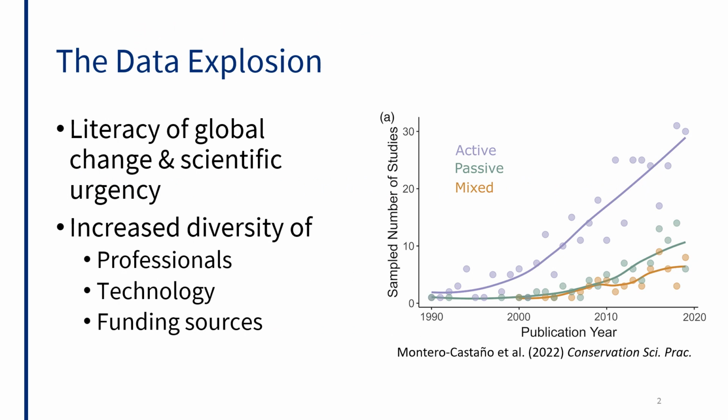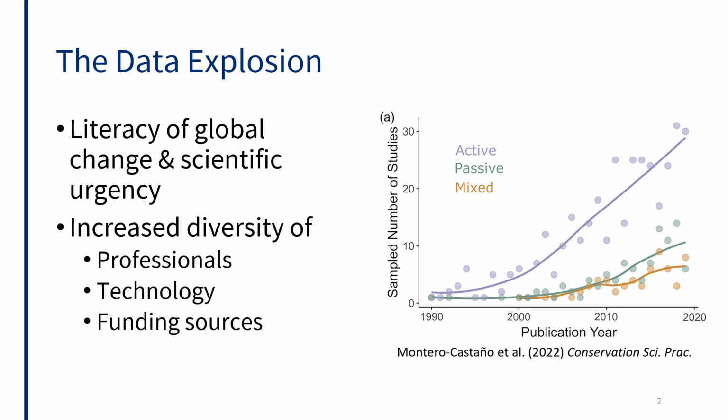The explosion of biological data in the 21st century is enhanced by our literacy of global change and its impact on biodiversity, thereby increasing our urgency to conduct scientific investigations. In fact, there has been growth in the number of professionals attempting to assess pollinator diversity, as well as the development of new technology to document pollinator activity, as well as new RFPs designed to support research proposals that aim to include pollinator survey initiatives.